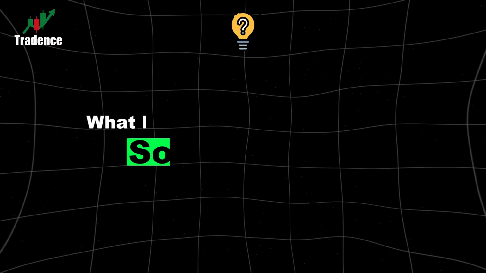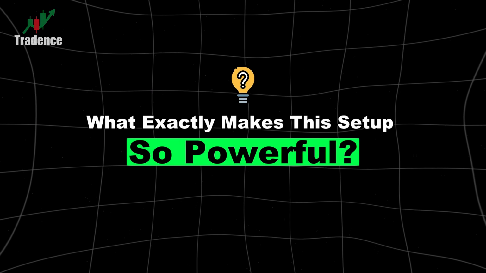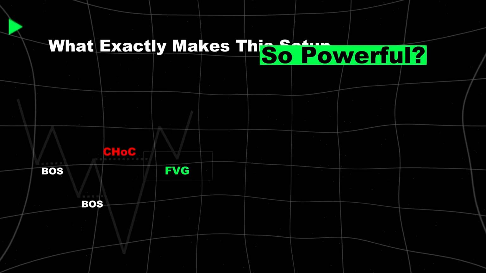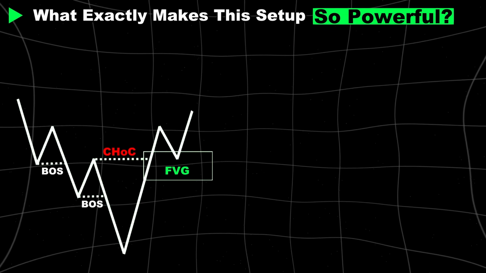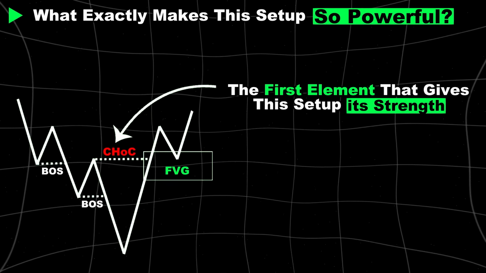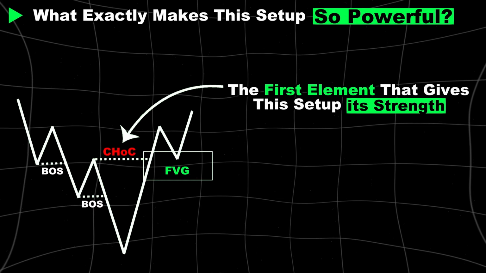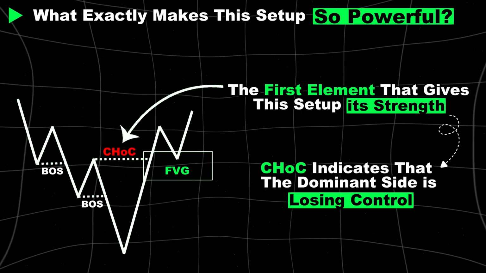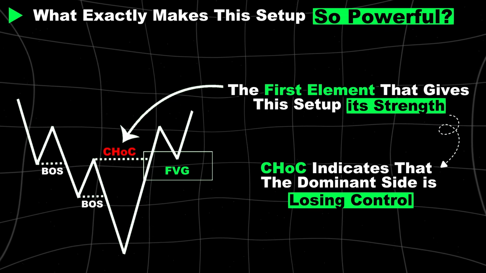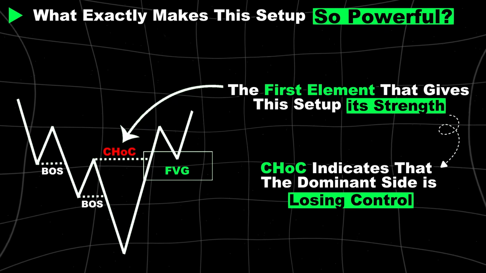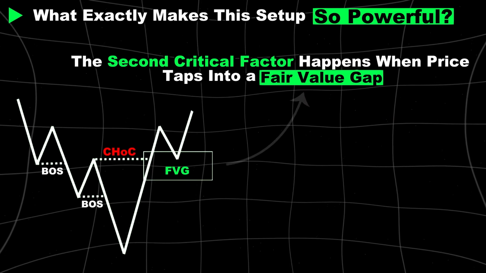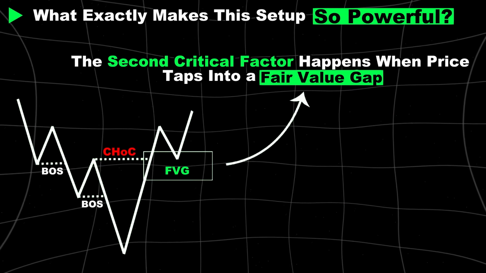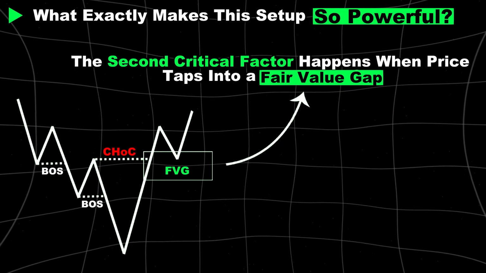So, what exactly makes this setup so powerful? The psychology behind it is simple yet extremely effective. The first element that gives this setup its strength is when price breaks a protected high or low for the first time during a strong trend. This indicates that the dominant side, buyers or sellers, is losing control, and the market may be preparing for a directional shift.